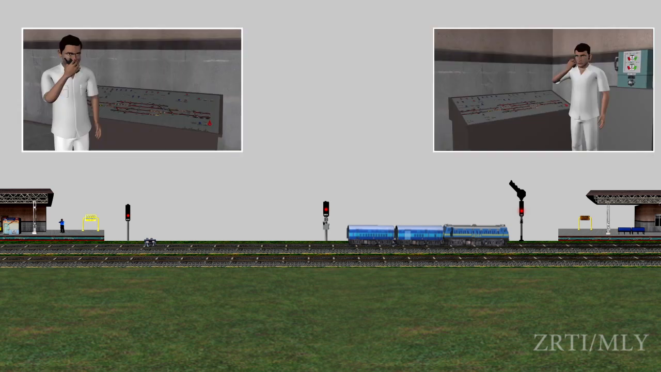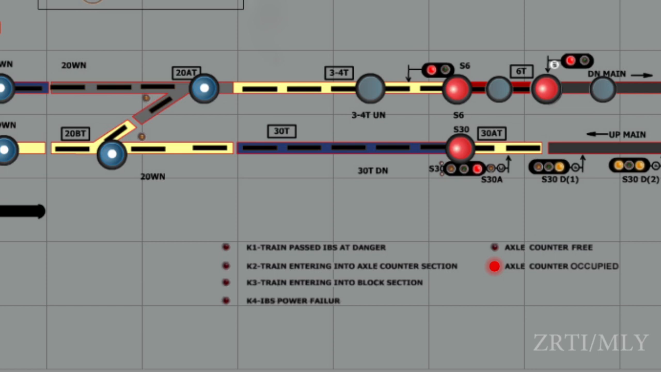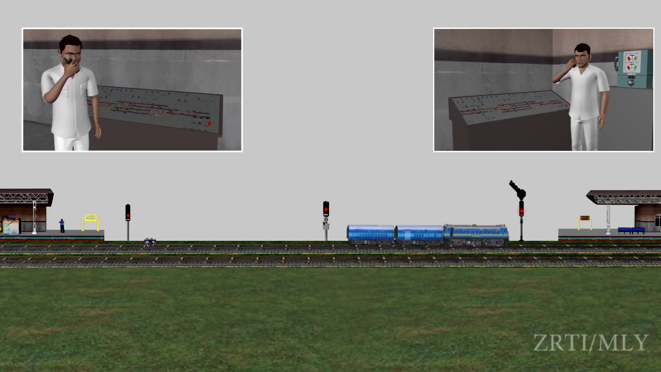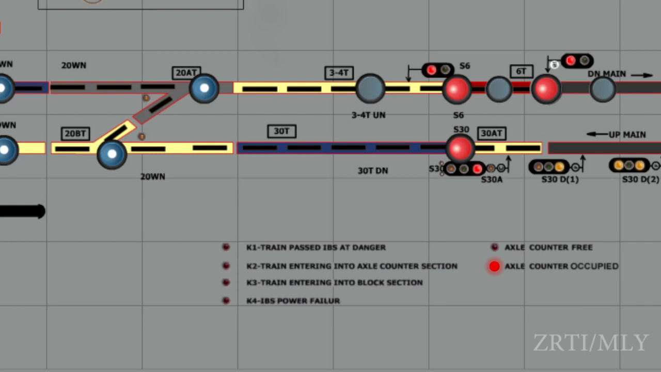Now, let us see how to reset the analog axle counter in case of failure even after train passing the axle counter section. When the axle counter indication in the panel of rear station master is showing occupied, the following procedure shall be adopted to reset the axle counter.